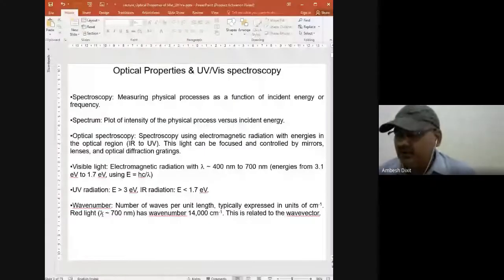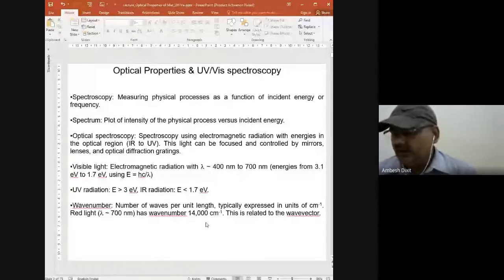So 1 over lambda, the usual convention, is written in centimeter inverse. In 1 centimeter, how many waves are there? So 1 over lambda is the number of waves per unit length, typically expressed in centimeter inverse. It means how many waves are available in 1 centimeter. For example, for a wavelength of 700 nanometer, if I want to compute the corresponding wave number, it turns out to be 14,000 centimeter inverse.